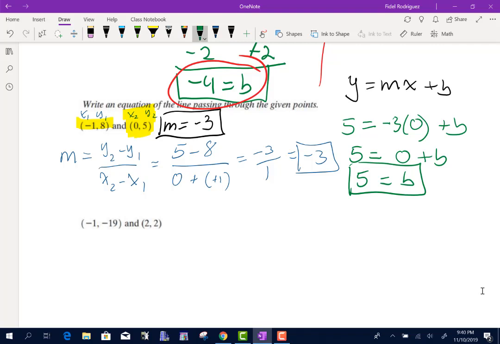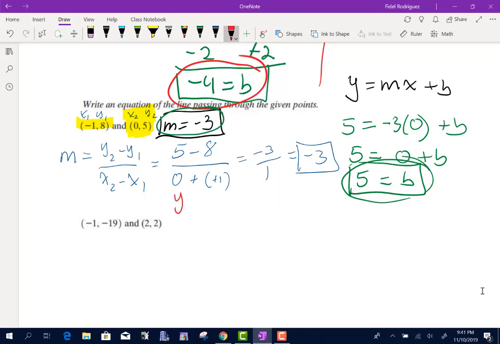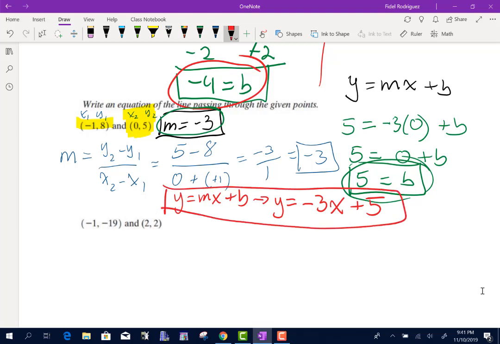So look, if I now know that my m is negative 3, and we found our b number to be the number positive 5, couldn't we now say, if we were to go like this, y equals mx plus b, wouldn't we say y equals m, which we found to be negative 3x plus 5? Okay, so using that form, we got the equation of our line.